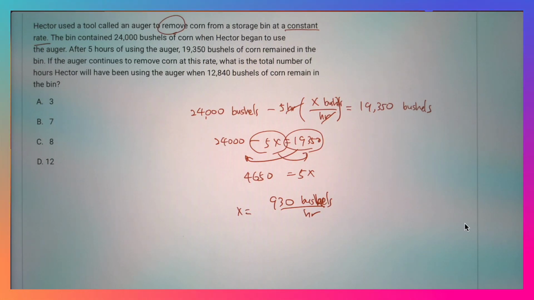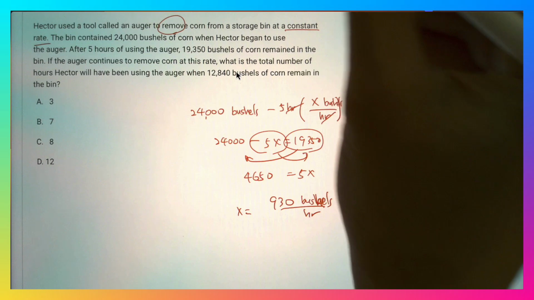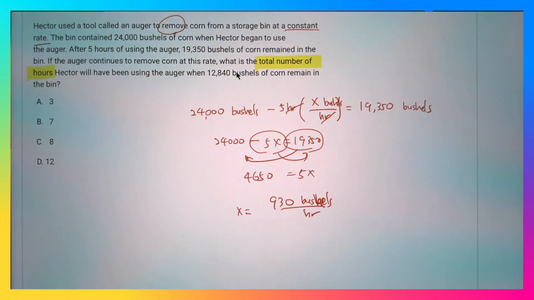for the rate. Now let's read the remaining part here. So if the auger continues to remove the corn at this rate, what's the total number of hours? Total number of hours is our goal. Hector will have been using the auger when 12,840 bushels of corn remained in the bin. Okay, when they say total, that means we do start from 24,000, not from 19,350, not that, it's just 24,000.